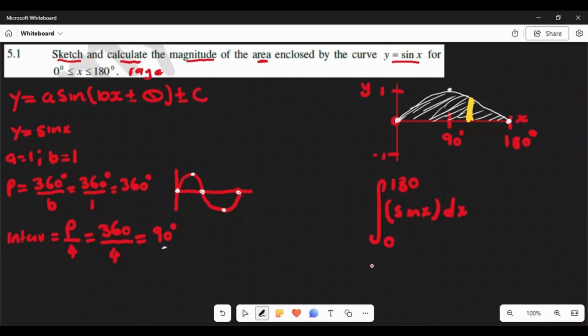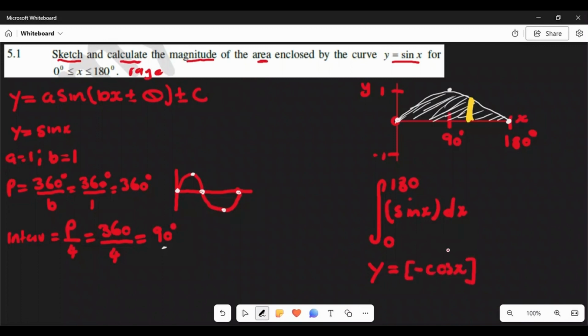So when you integrate, remember the definite integral, we do not have c. Even if you don't include c, it's fine, guys. Remember, c is for indefinite integral. So when you integrate, what is the integration of sine x? If you still remember, the integration of sine x is supposed to give you negative cos x. So it's going to be negative cos x.